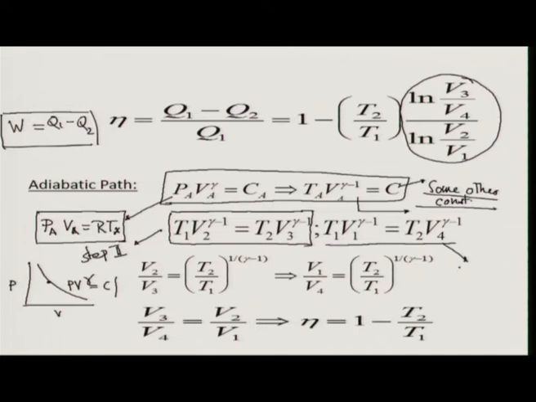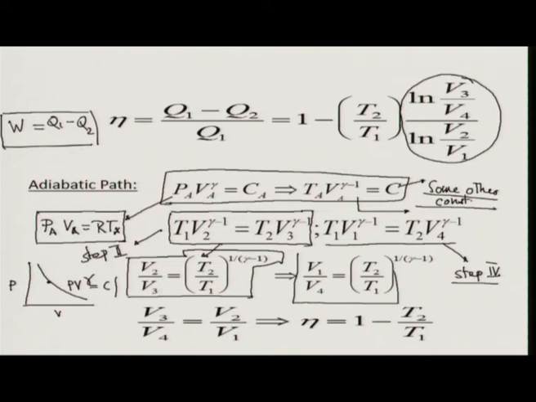This corresponds to step 4. Why is it useful then? You can easily see it is very useful. Now I can write using this equation, easily write V2 by V3 as this, V1 by V4 as this.